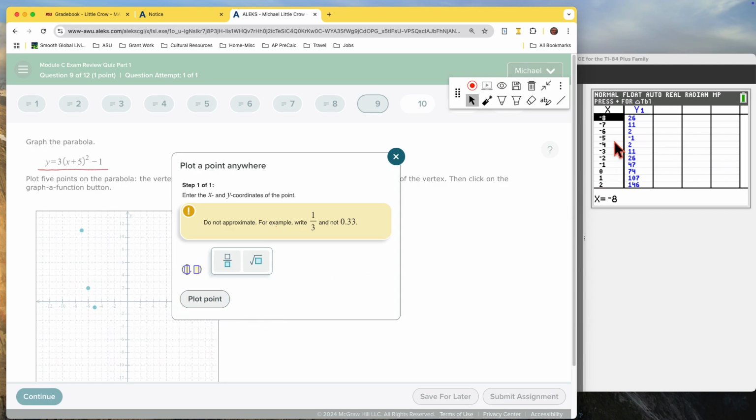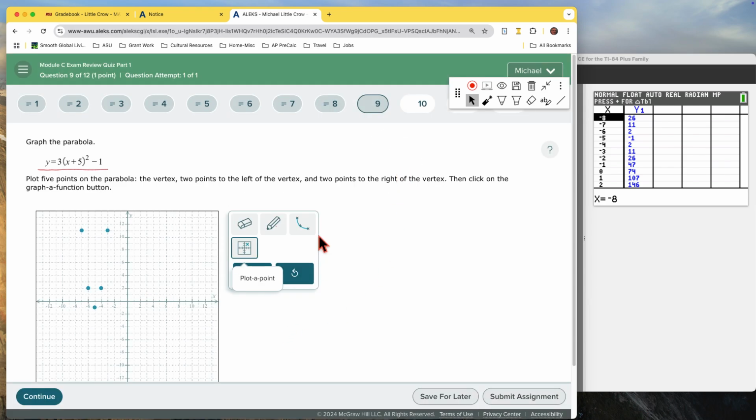And then I come back to the right side. So negative 4 and negative 3. Negative 4 matches with 2. I plot that point. And then negative 3 matches with positive 11 on the other side. And so I see this nice little parabola going there. And I just click the graph function. It's drawn. It's all good.